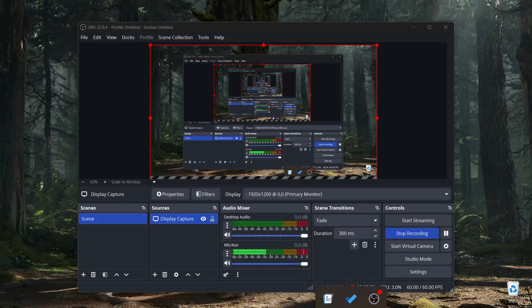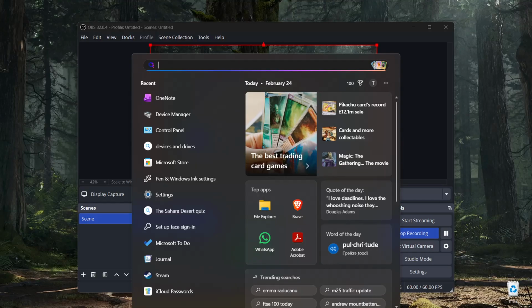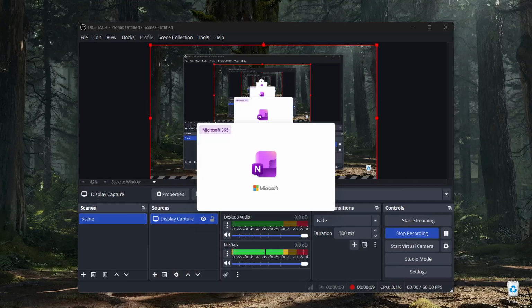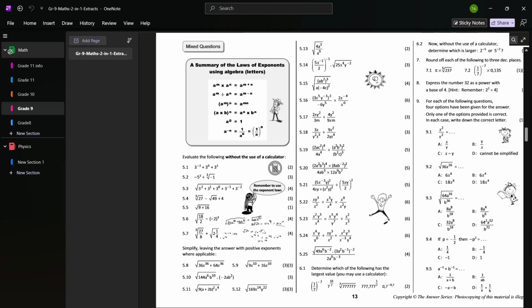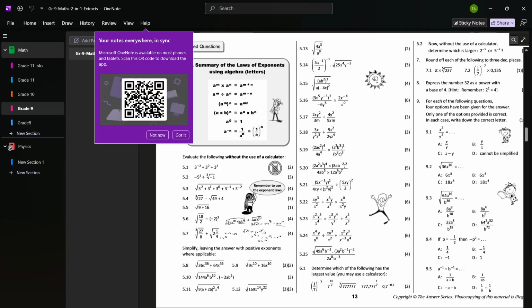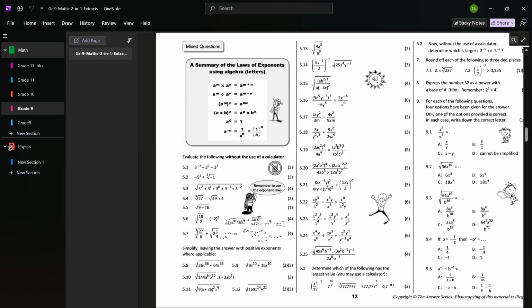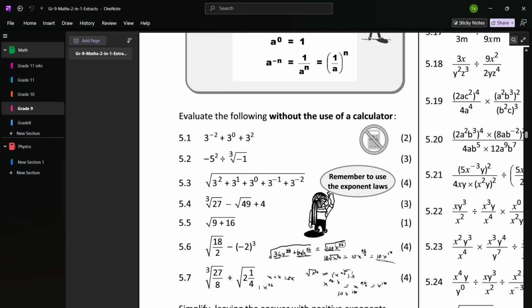So, left one note for grade 9. Yes, say hi, love. That's my lovely partner, guys.